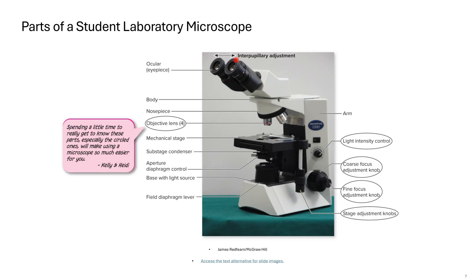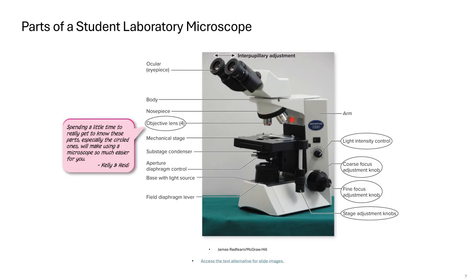So this is the ocular up here where your eyes would go, also called the eyepiece. That ocular has a 10x magnification. The body of the microscope is the metal body that holds all the rest of it together.